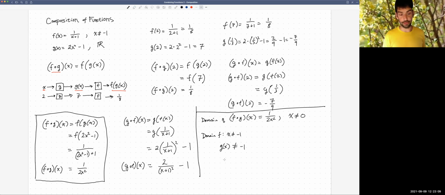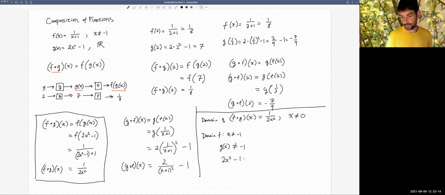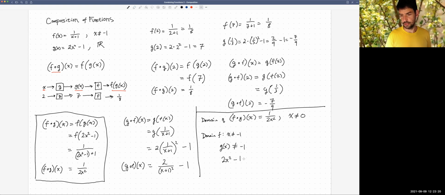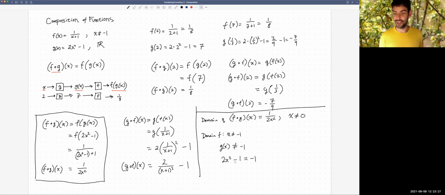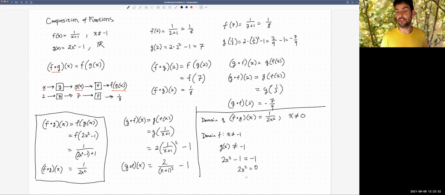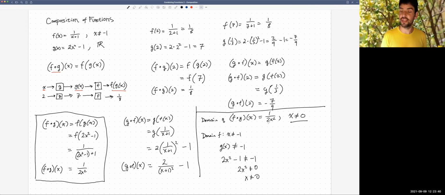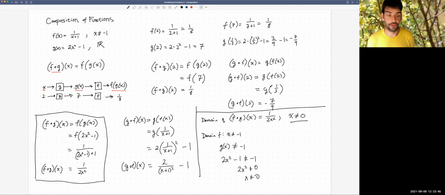So when is g of x equal to negative 1? That's when 2x squared minus 1 is equal to negative 1. If I add 1 to both sides, I get 2x squared is equal to 0. And you can see this is true when x is equal to 0. So in order for g of x to not equal negative 1, we need x to not equal 0, which is exactly what showed up when we wrote this expression here, right?